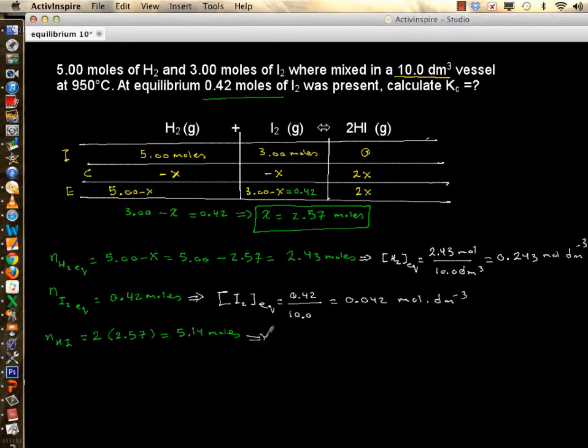Now concentration of hydrogen iodide is the same sort of calculation. Moles of hydrogen iodide divided by the total volume, which is 10. So 0.514 mole per decimeter cube. I have my concentrations at equilibrium.